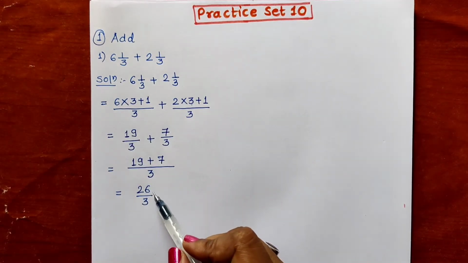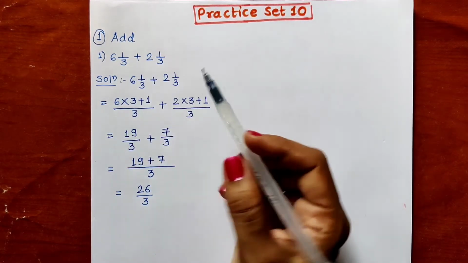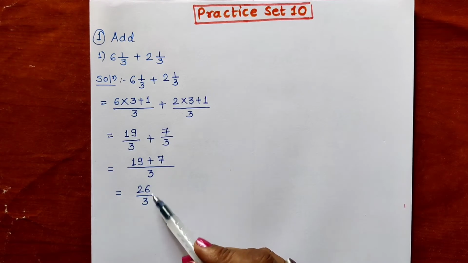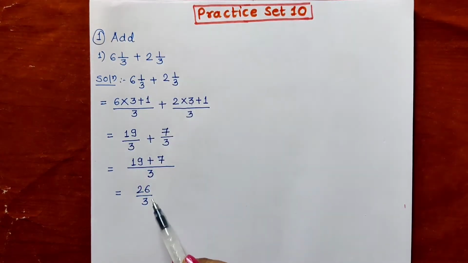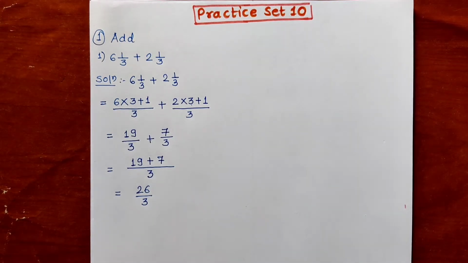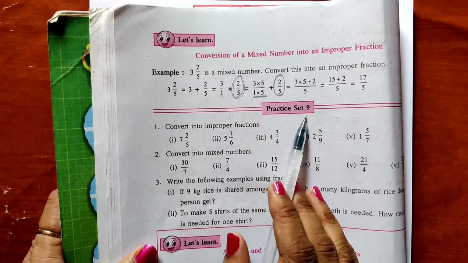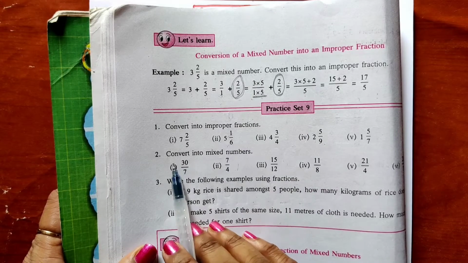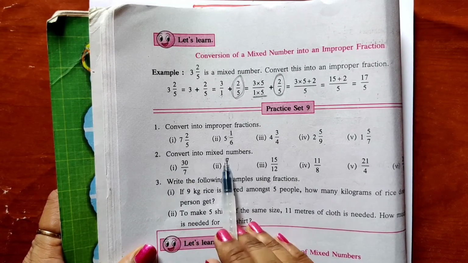Children, we are getting the answer in an improper fraction, but our question is in mixed numbers. So as we are getting the answer in an improper fraction, it should be converted into a mixed number, because the question is in mixed numbers. Conversion of an improper fraction into a mixed number we have learnt in question number 2 of practice set 9 before. So we will apply the same method.